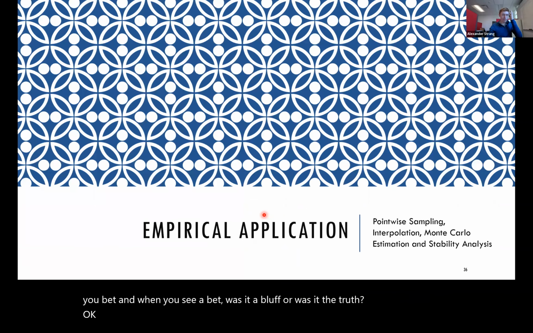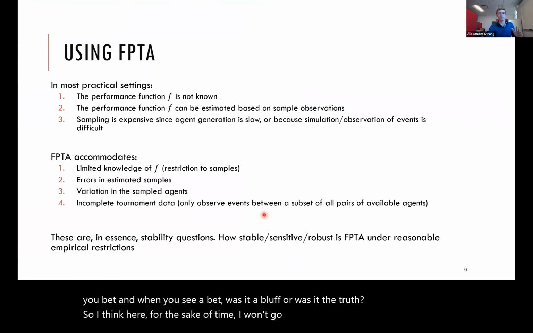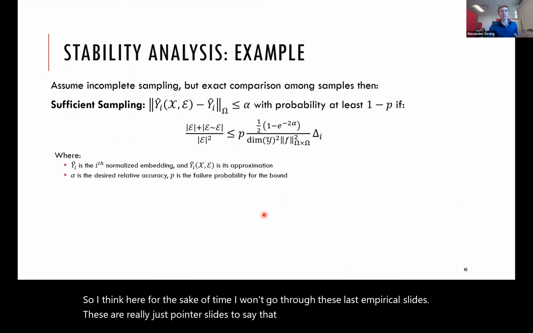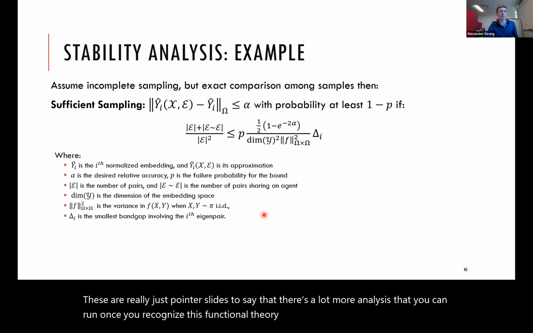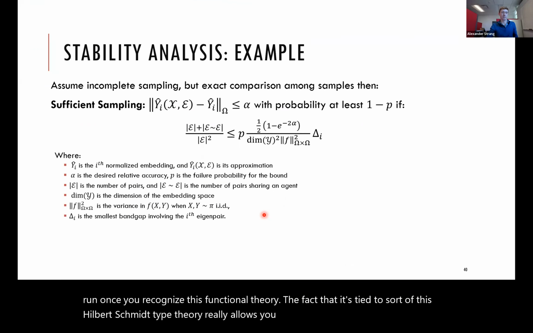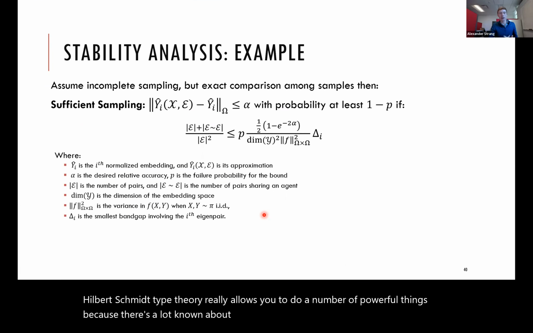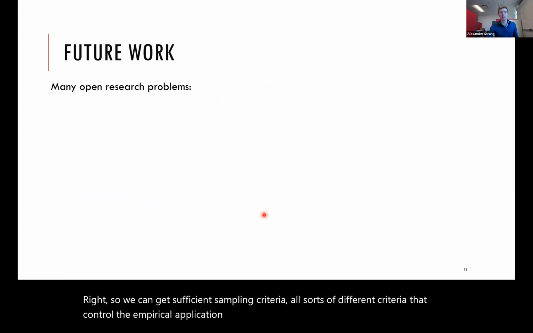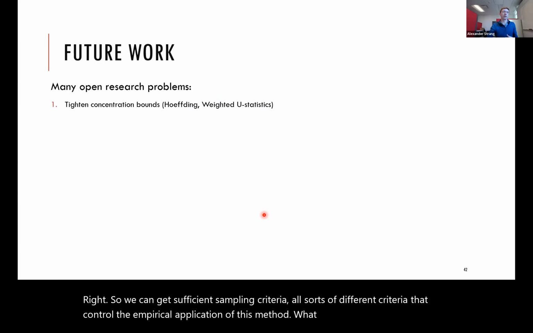Okay, so I think here, for the sake of time, I won't go through these last empirical slides. These are really just pointer slides to say that there's a lot more analysis that you can run once you recognize this functional theory. The fact that it's tied to this Hilbert-Schmidt type theory really allows you to do a number of powerful things because there's a lot known about eigenfunctions of kernels. Right, so we can get sufficient sampling criteria, all sorts of different criteria that control the empirical application of this method.